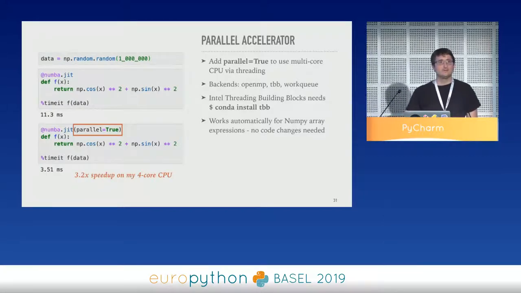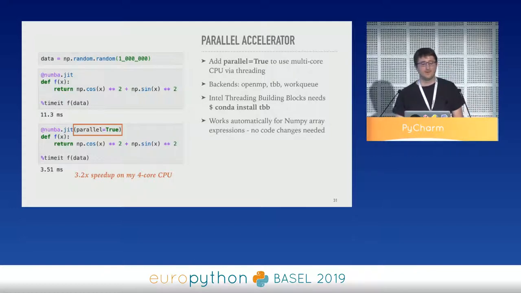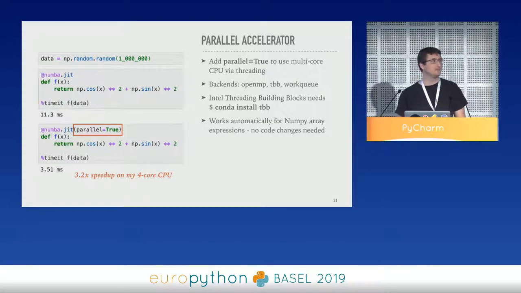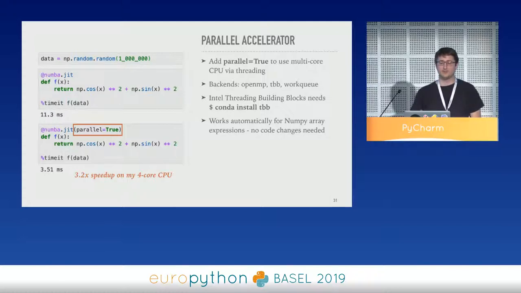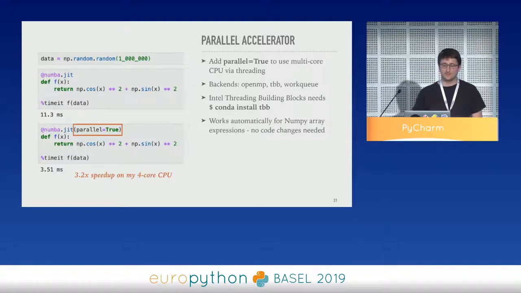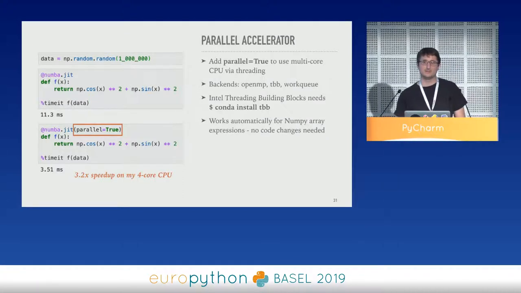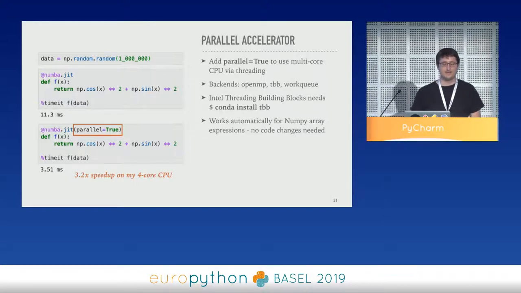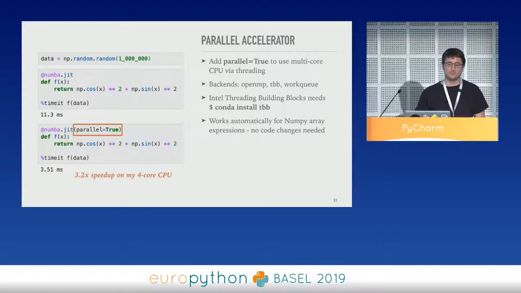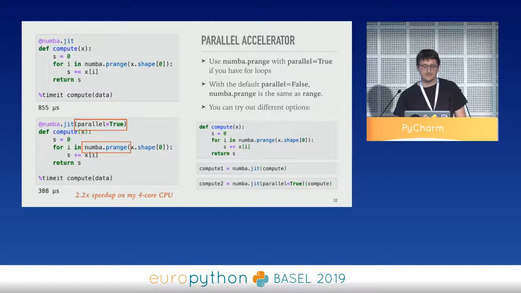One thing you can do if you have a multi-core CPU and want to make your computation run faster is to add the parallel=True option to the numba.jit call, and this will then do multi-threading using one of the backends, either OpenMP, threading building blocks, or a custom one. If you want to use TBB, you have to do this conda install tbb in addition. And then, as shown in this example, it will work automatically for NumPy array expressions. There's no code changes needed. So in this case, I got a 3.2x speedup on my four-core CPU for this computation by parallelizing it.